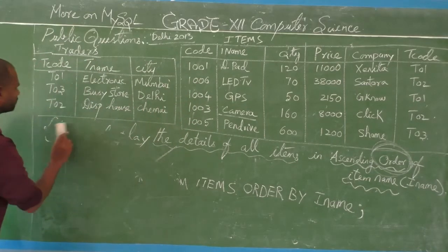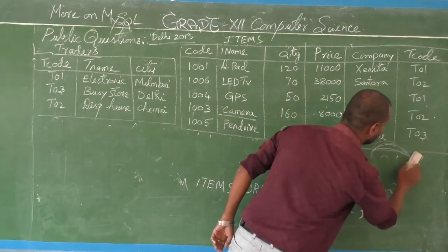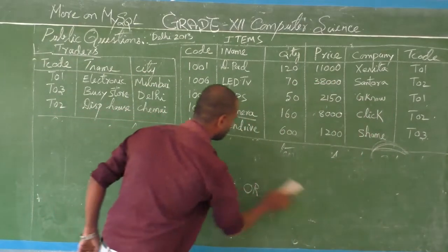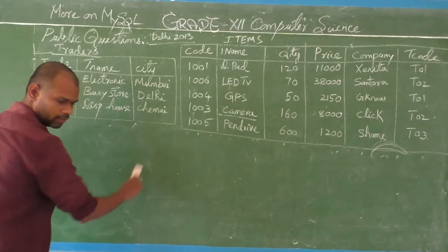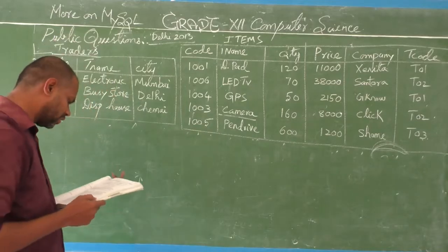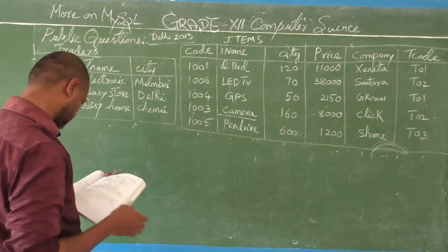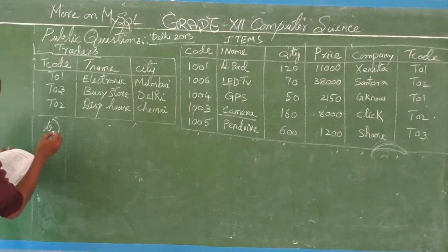I will run this one. And now we can go for the second question. Okay? Okay, fine. What is the second question? B question. To display item name and price.